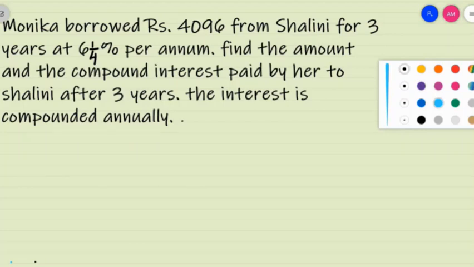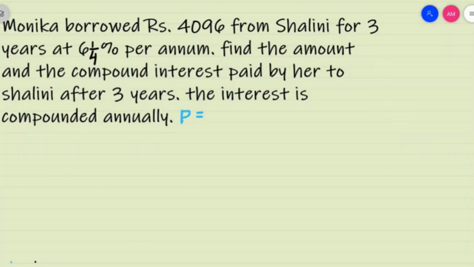So here you know that the principal amount P is equal to rupees 4,096. Okay. Rate is 6 1/4%. Now see, 6 1/4% means 25/4%. Okay. And time is 3 years. You can calculate it year after year, so I am not putting the time here.